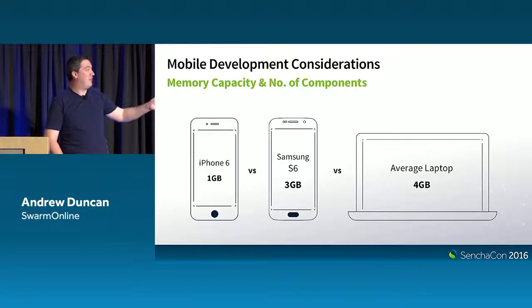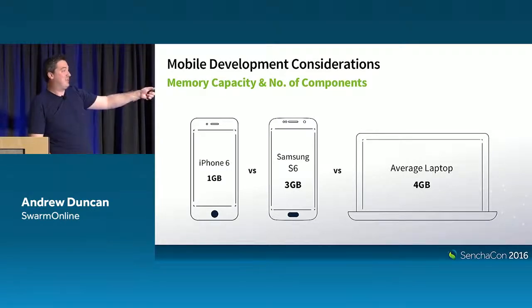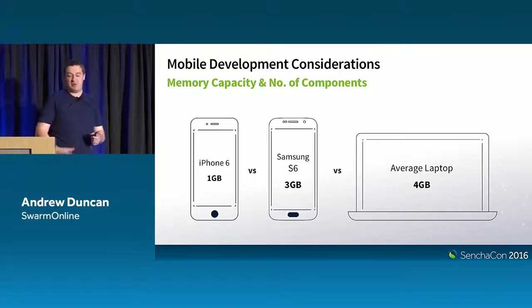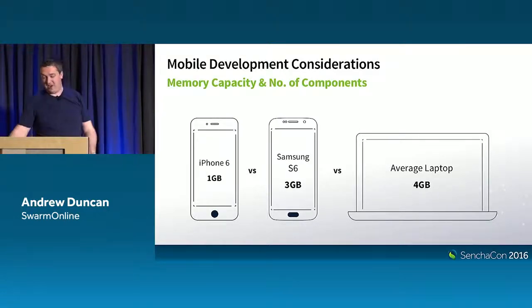So look at the information here. An iPhone 6, very common device at the moment, even in enterprise, it's a common device. It's only got 1 gig of RAM. Samsung S6 has 3 gig, so that's good. We've got a lot more to play with there. And then your average laptop that you're building your Ext JS apps for is probably around about 4 gig, maybe even more these days. RAM has become so cheap, but it's still not on our nice Swish iPhones, sadly.